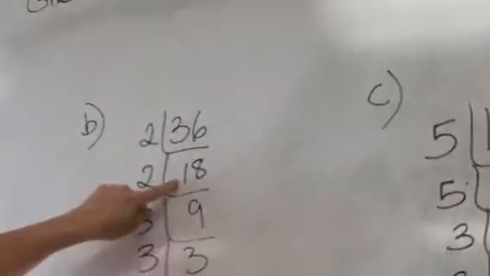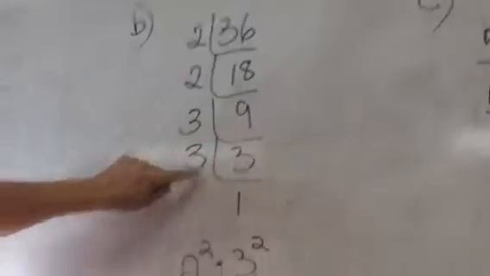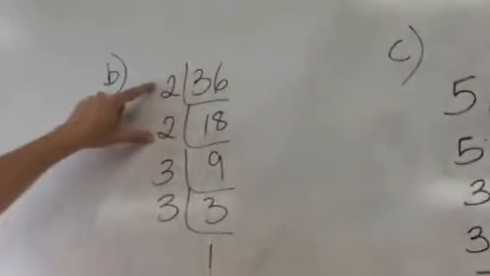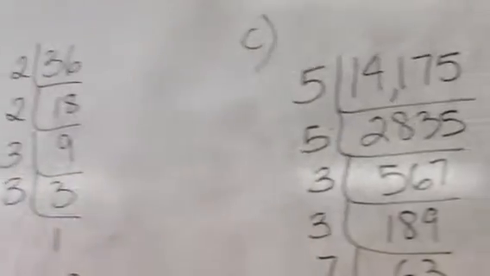Okay, how about 36? 2 goes into 36 18 times. 2 goes into 18, 9. 3 goes into 9, 3. 3 goes into 3, 1. I count up my 2's. I count up my 3's. I have 2 squared times 3 squared equals 36. Okay, so then it gets a little more difficult.